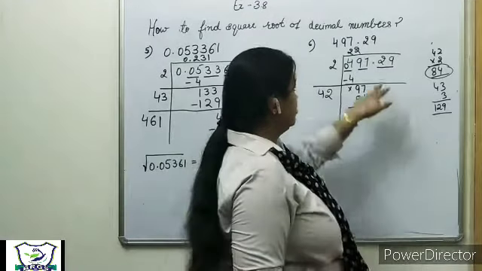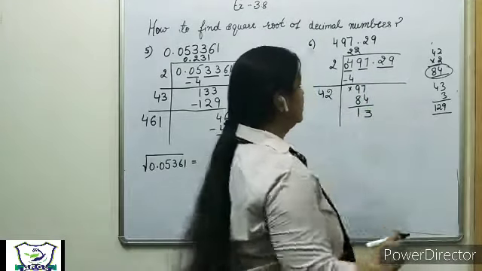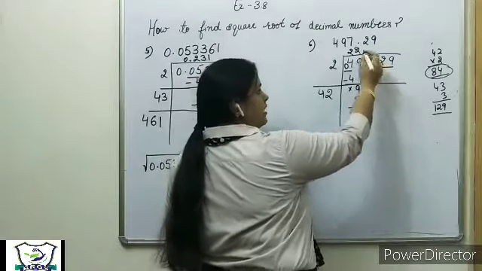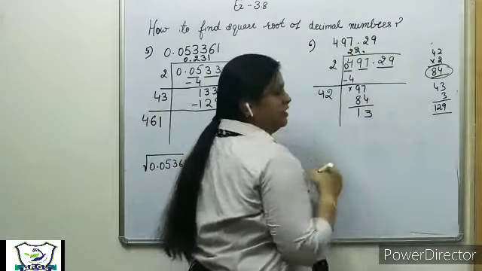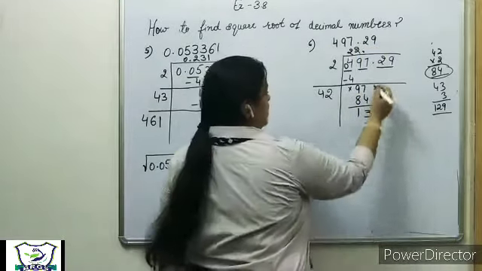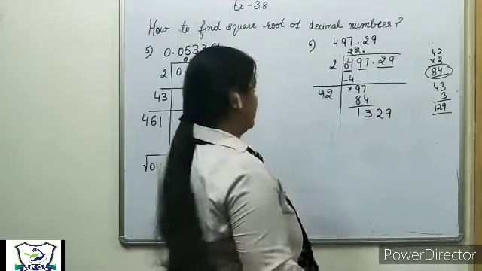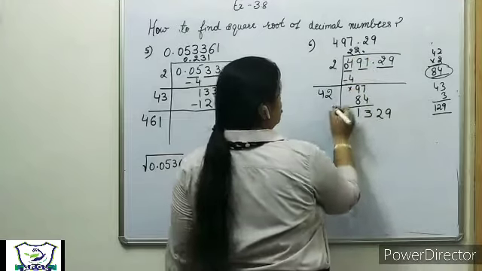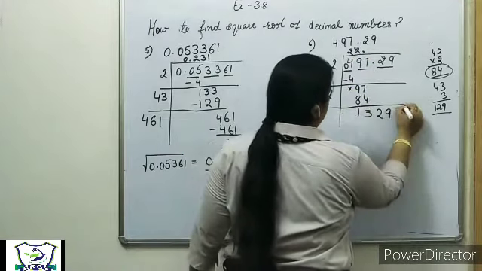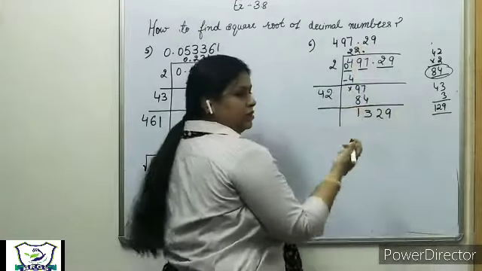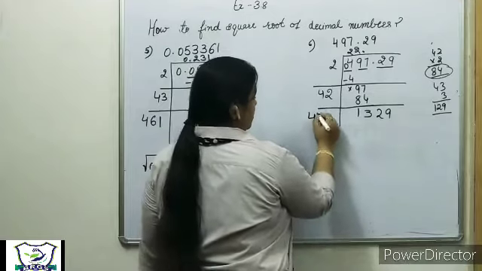Now it's time to bring the next pair down, and the next pair is written after the decimal. So we will put a decimal in the quotient part. Bring 29 down. So it is 1329. Thereafter we have to do double of the quotient, 22 into 2, 44.